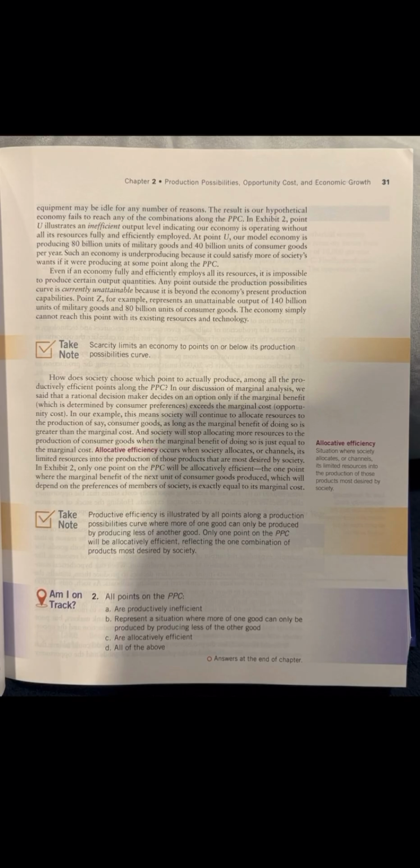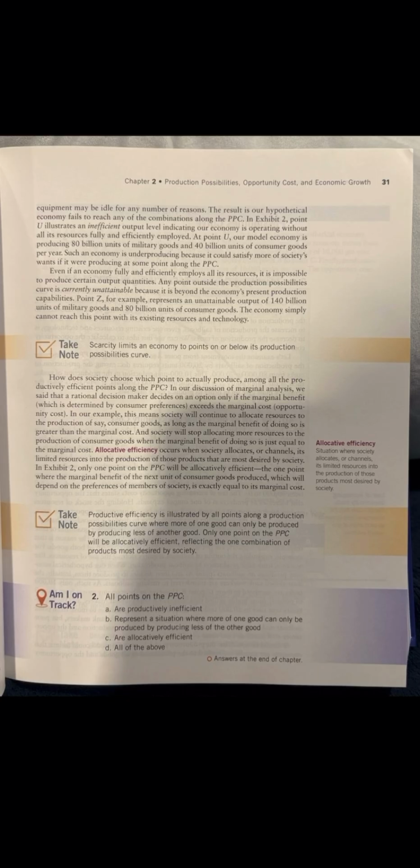How does society choose which point to actually produce among all the productively efficient points along the PPC? In our discussion of marginal analysis, we said that the rational decision maker chooses an option only if the marginal benefit, which is determined by consumer preferences, exceeds the marginal cost, the opportunity cost. In our example, this means society will continue to allocate resources to production of, say, consumer goods as long as the marginal benefit of doing so is greater than the marginal cost. And society will stop allocating more resources to the production of consumer goods when the marginal benefit of doing so is equal to the marginal cost.